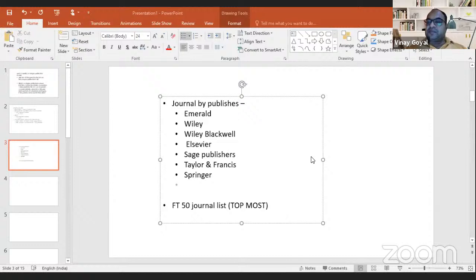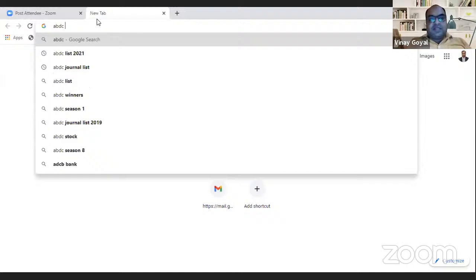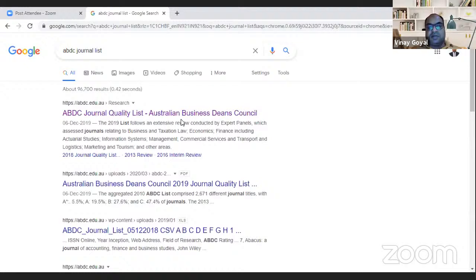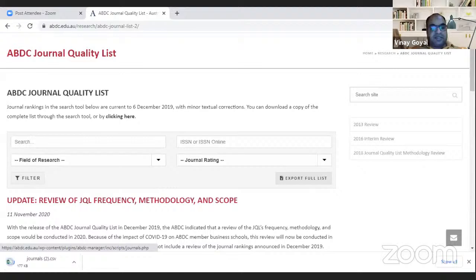Let me now go to the list of journals. I hope you are able to see my browser. If you write ABDC journal list, here you can see the ABDC journal quality list, Australian Business Deans Council. When you click this, you will be able to download an Excel also. Here it is, export full list in Excel. So I'm just downloading this list. You can see there is an Excel file which has been downloaded. I'm just opening it.